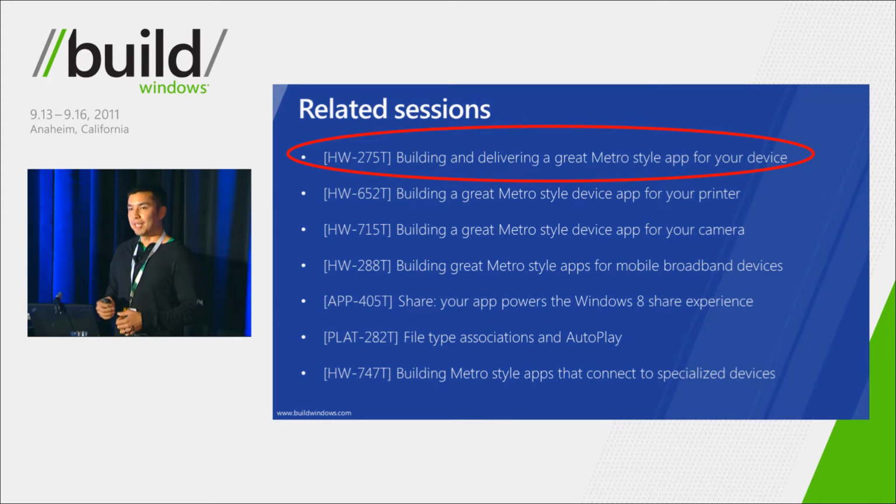If you have a device that can accept content or transform it in some way, you'll definitely want to see Billy Sue's talk on share and how to implement the share contract in your app. Again, that's tomorrow. If you have a device that gets connected to Windows when someone wants to use it, you'll want to see Anshul talk about file type associations and autoplay. And finally, if you're building an app that talks to a device through a custom driver, if you have a device that's generally in a sort of uncommon category, then you'll want to see my colleague George's talk.